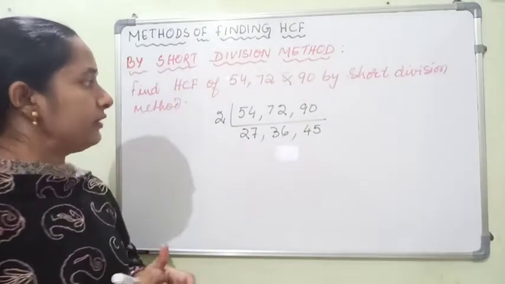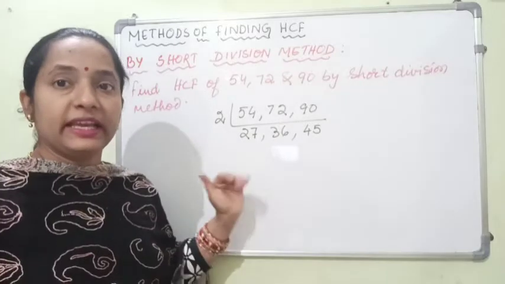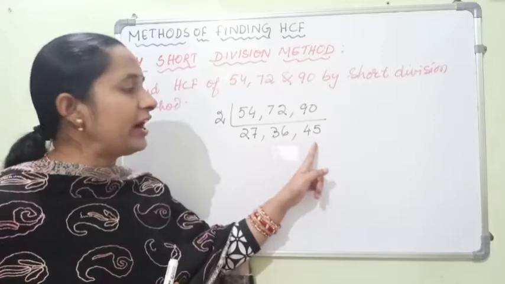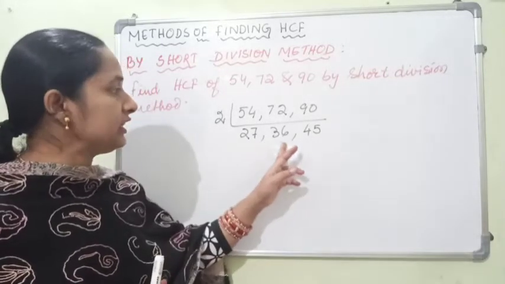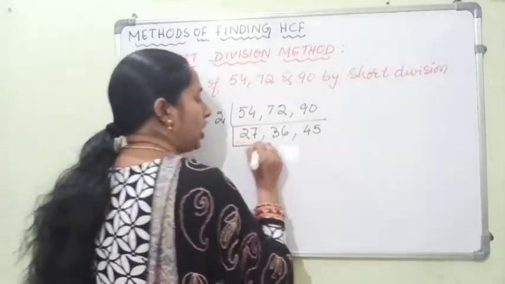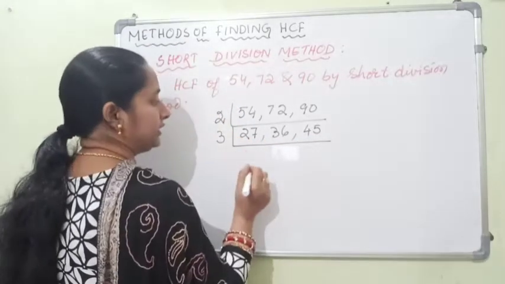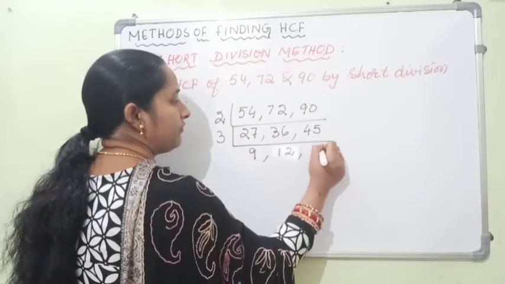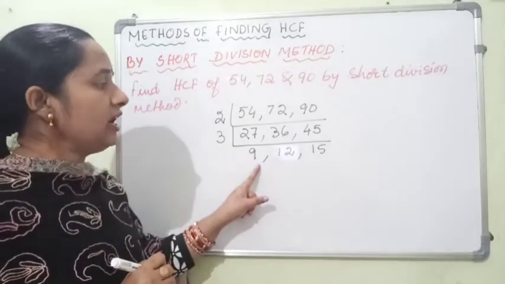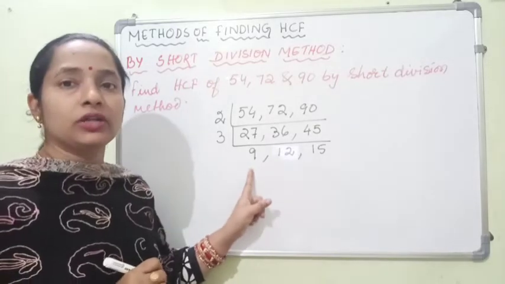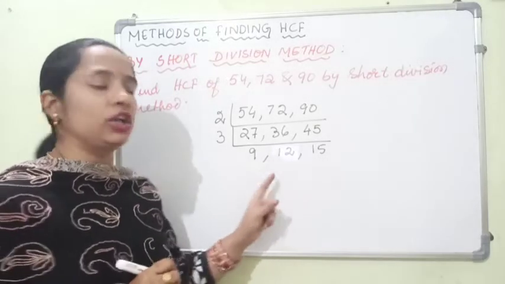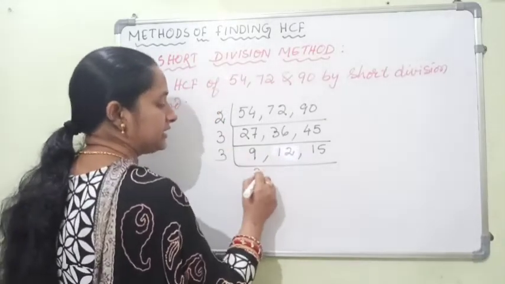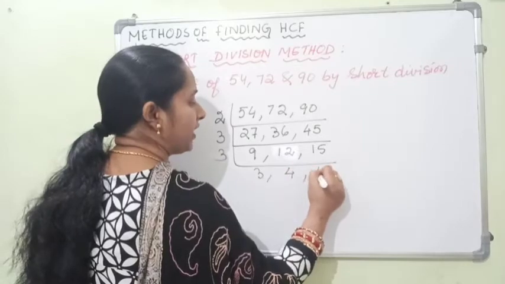Now we have divided all these numbers. Now again think of any other prime factor by which you can divide all the three again. 27, 36, 45. See, all these three can be divisible by the number 3. 3 9s are 27, 3 12s are 36, 3 15s are 45. Still, now again check by which prime factor you can divide all these three. All these three can be divisible by 3 only. 3 3s are 9, 3 4s are 12 and 3 5s are 15.